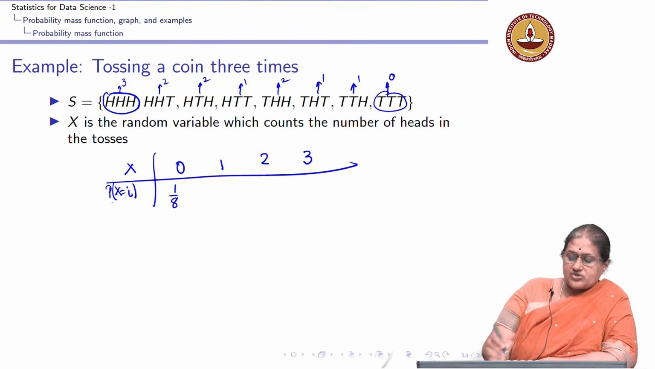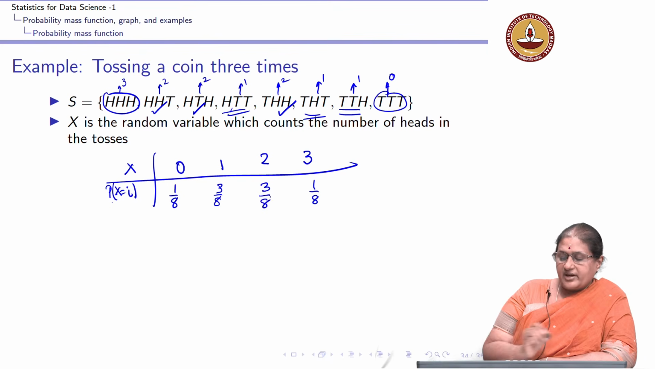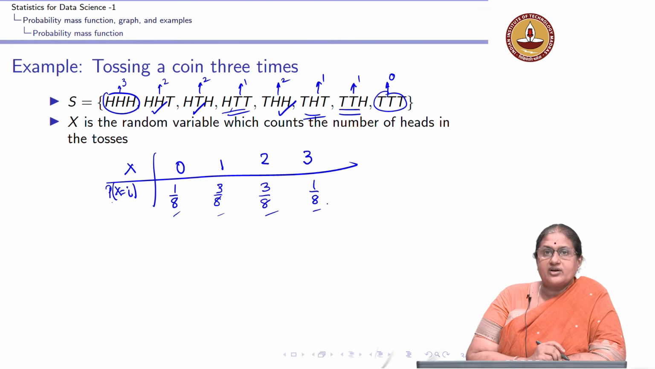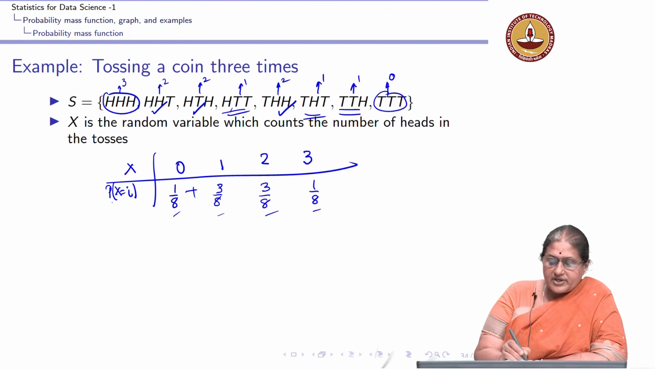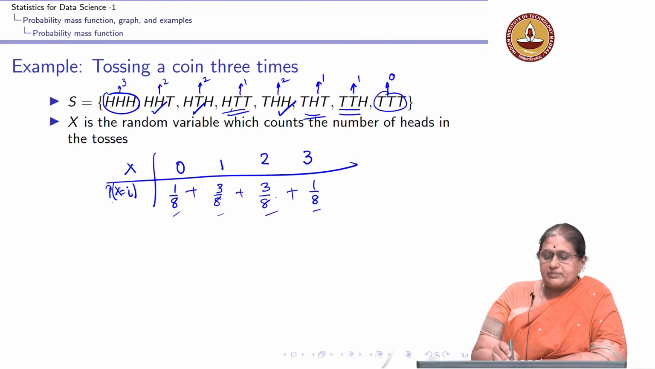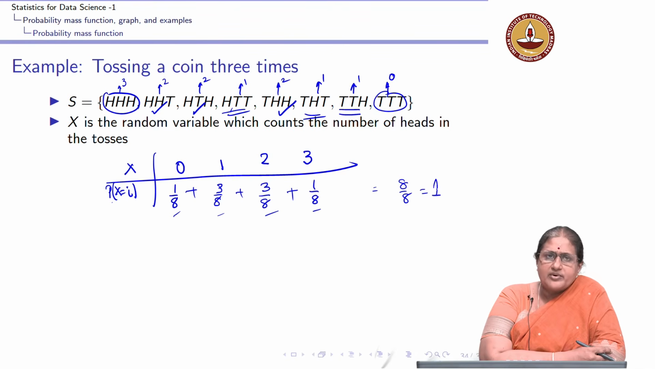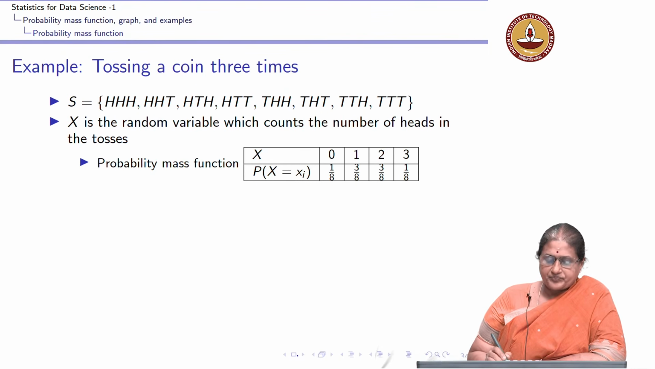3 heads corresponds to this outcome, which is again 1 by 8. 1 head corresponds to this, and this. So, it is 3 by 8. 2 corresponds to this, and this outcome, which is again 3 by 8. Now, is this a probability mass function? All of them are greater than or equal to 0, and the sum of the probabilities, 1 plus 3 plus 3 plus 1, is 8 by 8, which is equal to 1. So, hence it is indeed a probability mass function.